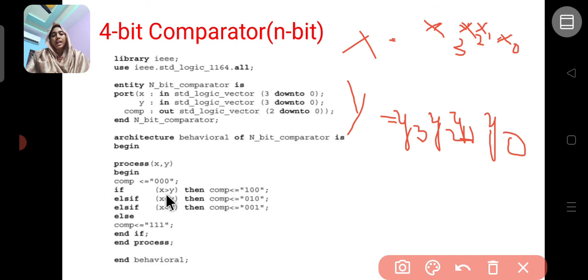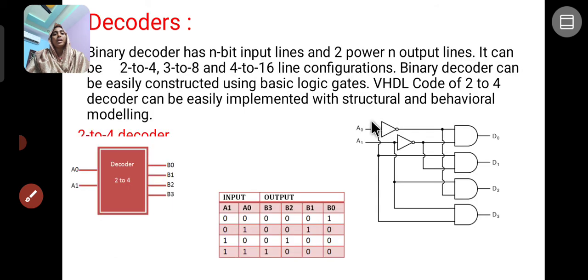If A is greater than B, the comparator output is 1 0 0. So the first is greater than. If equivalent, it is 0 1 0. If A is less than B, the comparator output is 0 0 1. In any other condition, the comparator is 1 1 1. So this is the VHDL code for the 4-bit comparator.